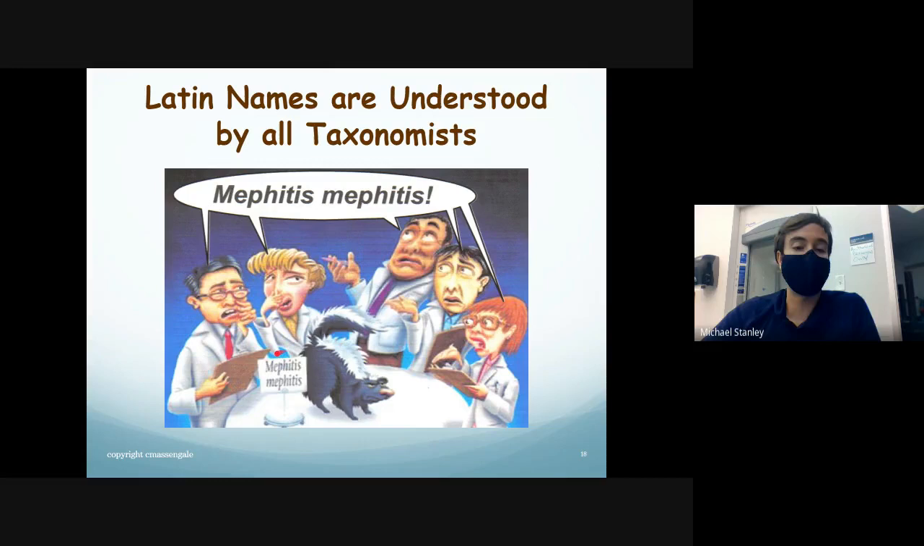So the scientific name of an organism is true across languages, across regions of the world. So this specific type of skunk is the only one with this name. There might be other types of skunk out there. They might have similar names, but this type of skunk is the only one that has this specific name.